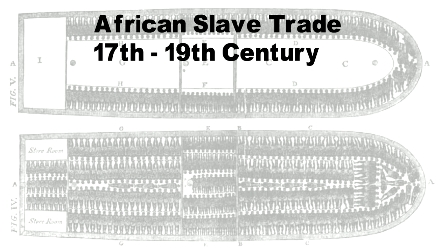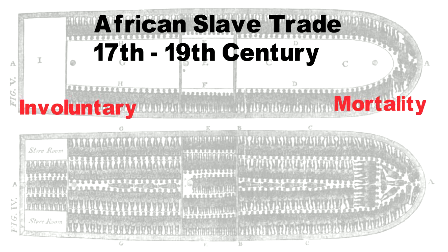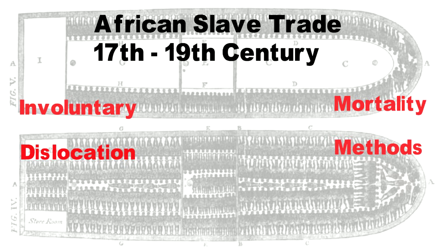Now, the movement of Africans to the Americas is the second largest transoceanic migration in history. Now put that into perspective. That's a pretty bold statement. But what makes this migration unique is its involuntary nature, the high rates of mortality of participants, the social dislocation it created, and the methods of capture and transportation. So this is a hugely important and bizarre and incredible topic.